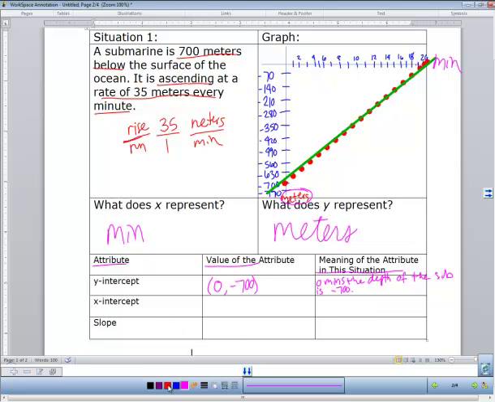Now let's take a look at my x-intercept. So where my line crosses my x-axis is right here, and that value is 20, 0. So what that means is that it takes 20 minutes for the submarine to ascend to the water level.